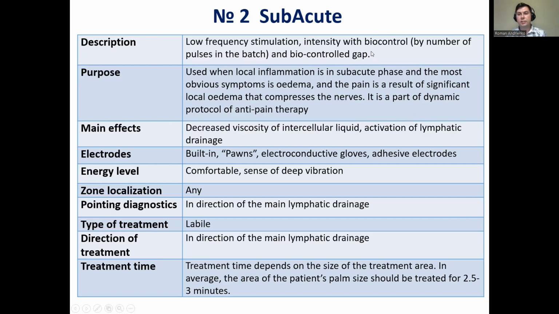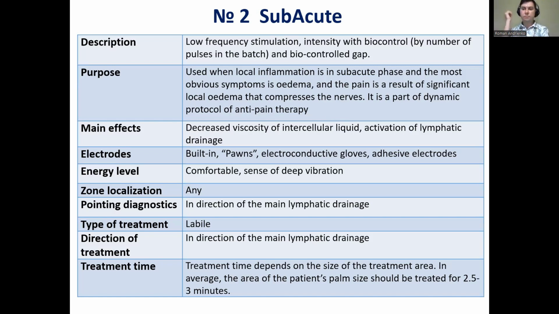And also the gap is regulated by Scenar itself. So after the first day, after the first few hours when we used fast aid, after that we use subacute, because the body no longer needs the signal to be that intense, but we still have to continue what we began earlier. It is used when local inflammation is in subacute phase, and the most obvious symptom is edema, and the pain is a result of significant local edema that compresses the nerves.